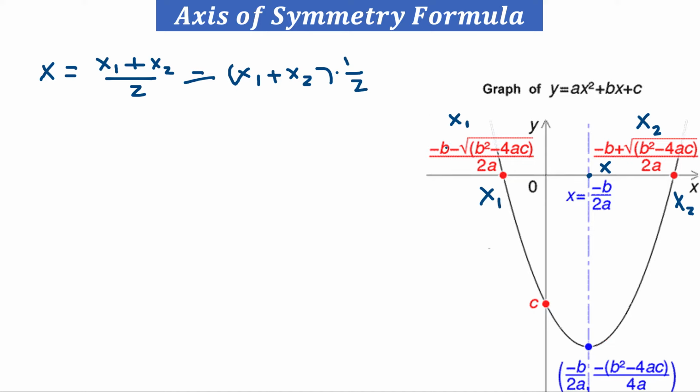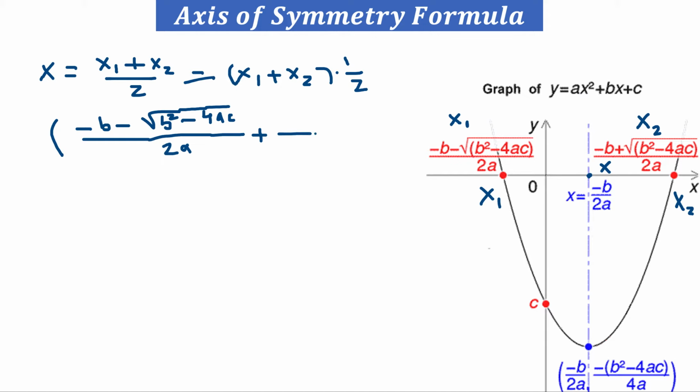But x1 we already know is minus b minus the square root of b squared minus 4ac, divided by 2a. And x2, the other solution, is minus b plus the square root of b squared minus 4ac.